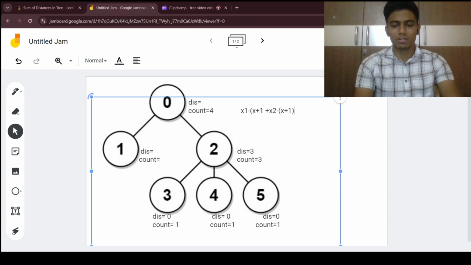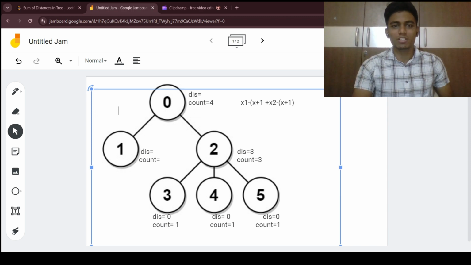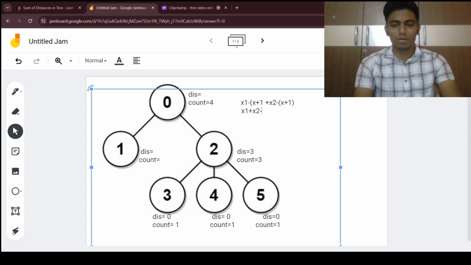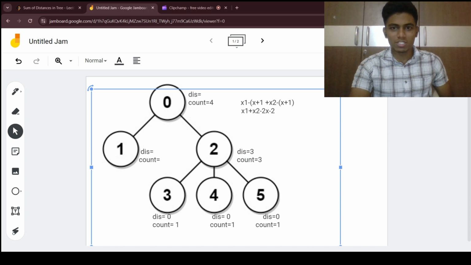let us increase this distance, which is going to be like plus 1, and then minus x plus 1. Now for this, the distance is going to be increased by 2. Why? Because it will be added like x1 plus x2 minus 2x, which will be same, and then we are going to do minus 2. So this is going to be our distance, but this distance has increased by 2.